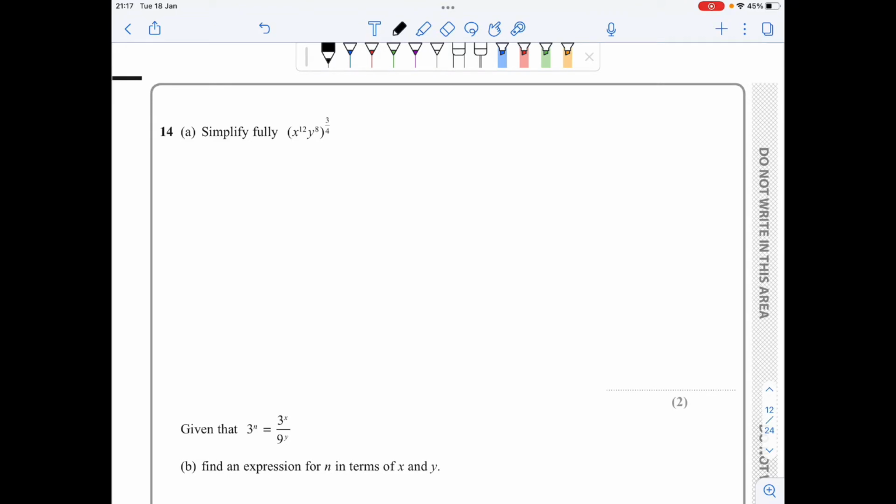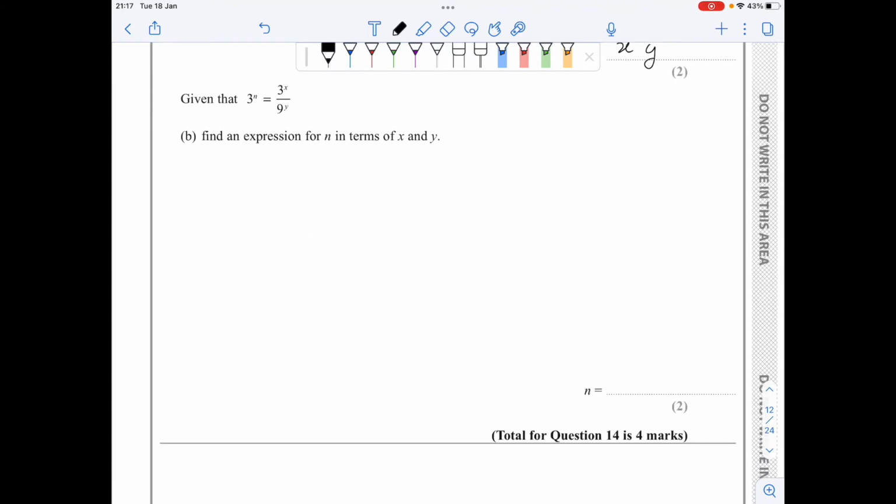For part A, I will split this into x to the power of 12, then to the power of 3/4, times y to the power of 8, everything to the power of 3 over 4, and then I will multiply the powers in each bracket, so I get x to the power of 9 times y to the power of 6.